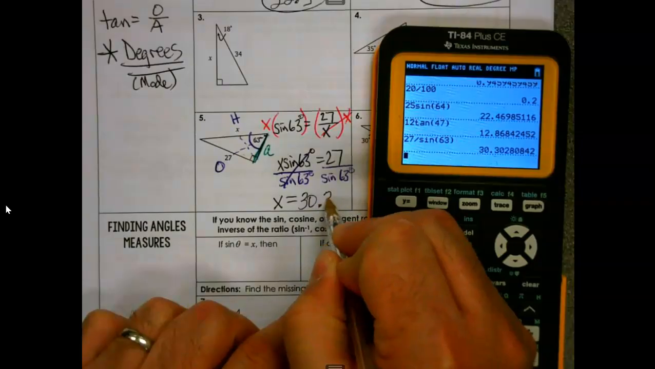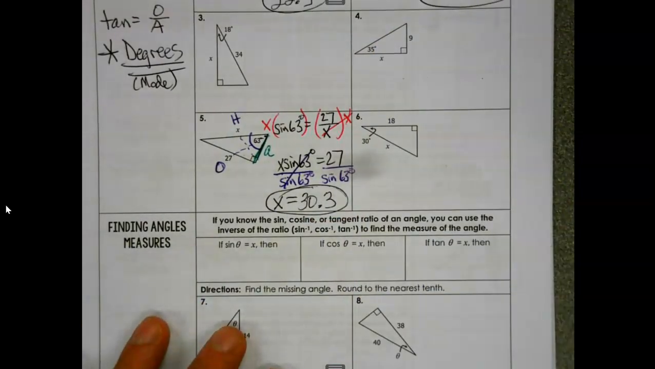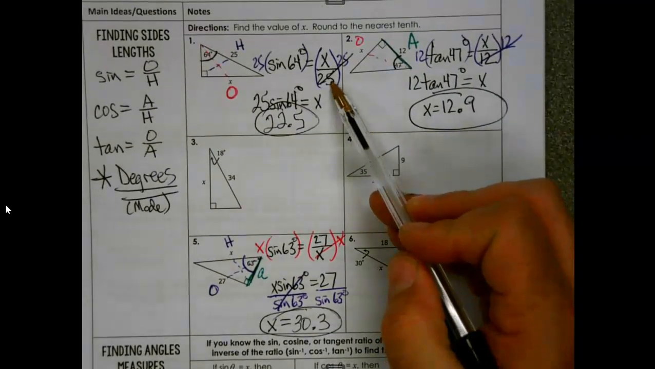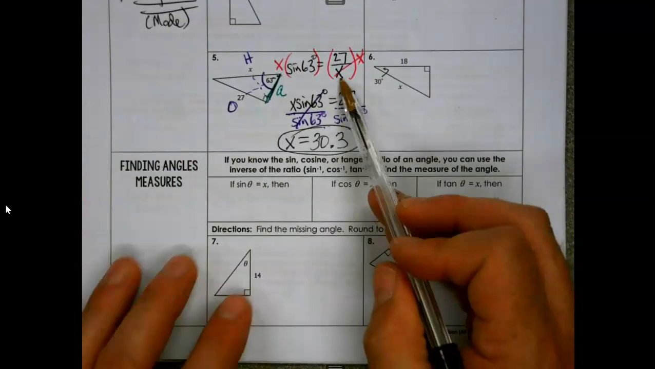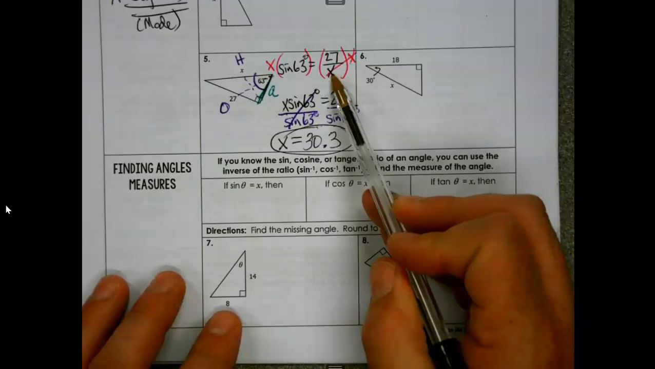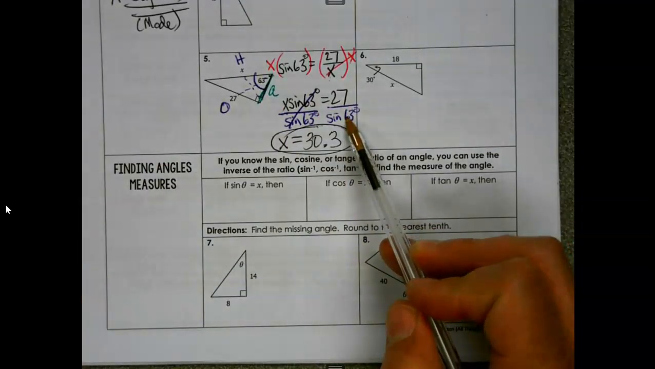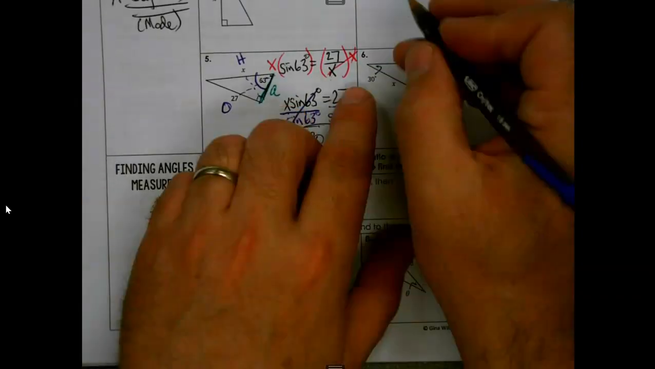Now, if you really get to feeling comfortable, to be honest, here's the trick. If you're dividing by a number, you multiply it times the trig function. If you divide by x, you're dividing by the trig function. Like, you can do it instantaneously if you want to. Otherwise, algebra is always a good idea.